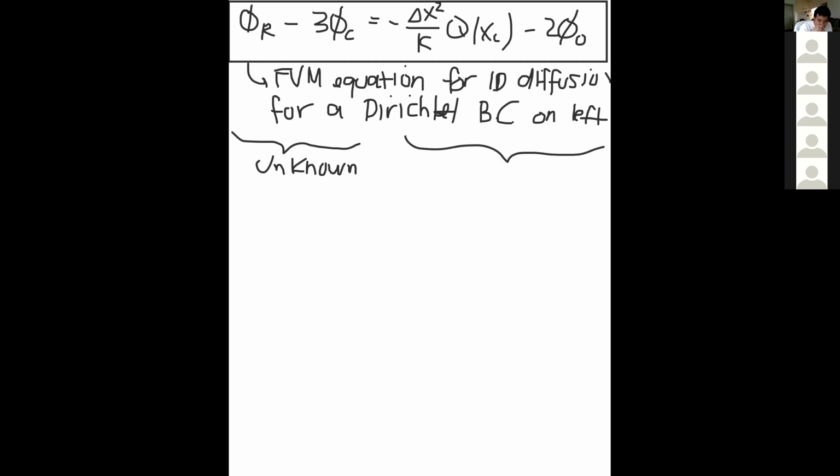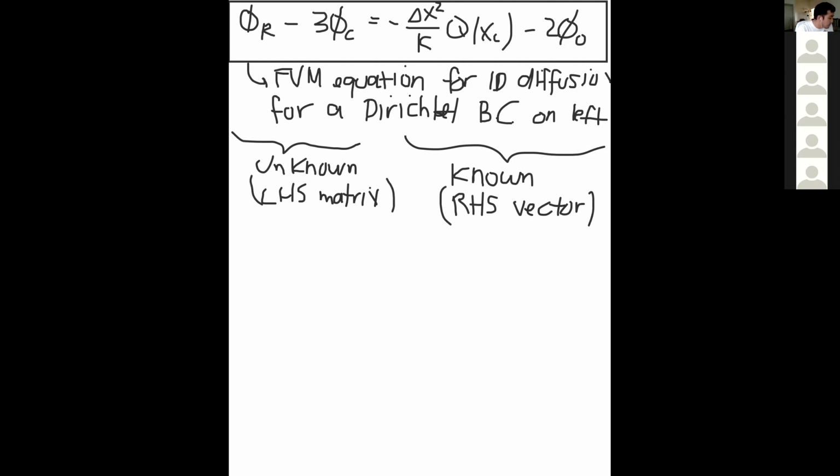Versus everything on the right here, which is our forcing function or our source term, q, and our Dirichlet boundary phi naught. So everything over here is known. So the unknown side will become our left-hand side matrix, and the known side will become our right-hand side vector. We'll see how this turns into code in a little bit with the example that I've done.